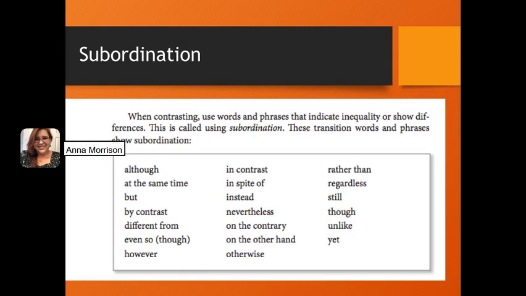Just like in all types of writing, we have transitions that we need to use that are specific to our rhetorical mode. And in comparison and contrast, it's important to use transitions that indicate subordination. And this means that they are words and phrases that indicate inequality or show differences. And so here we have some transition words and phrases that show subordination: although, at the same time, by contrast, however, otherwise, and the list goes on.